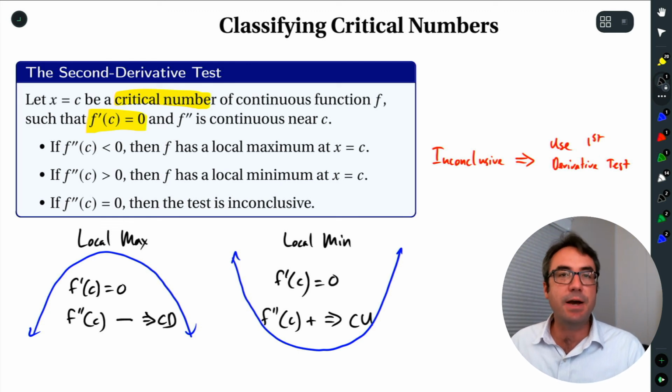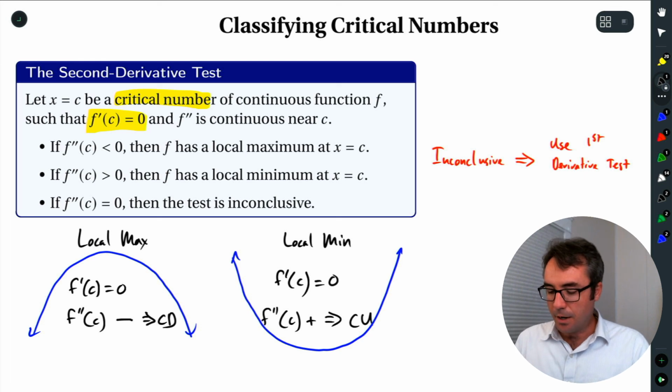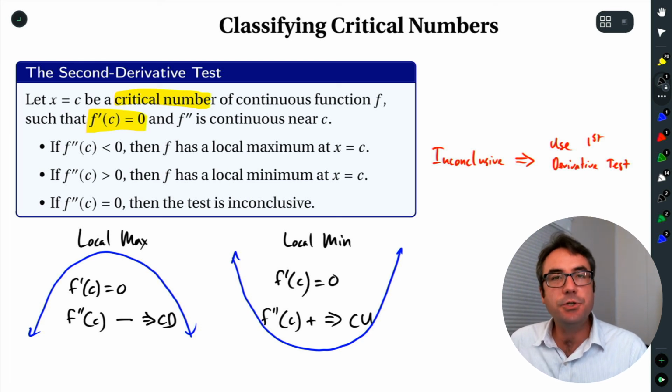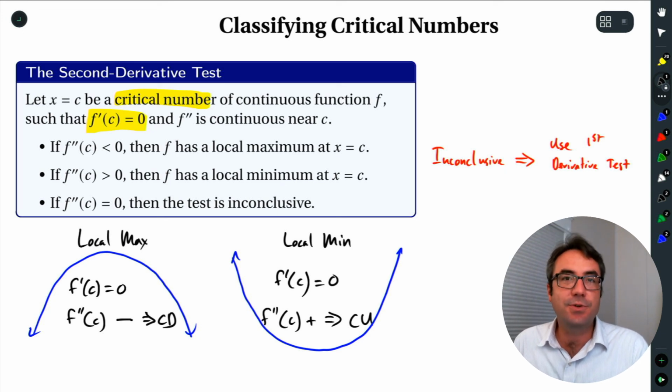So you have options. All right, so these are our two tests, the first derivative test and the second derivative test, to help us classify our critical numbers as either a max, min, or neither. Next, we're going to try some examples, how this looks in practice.